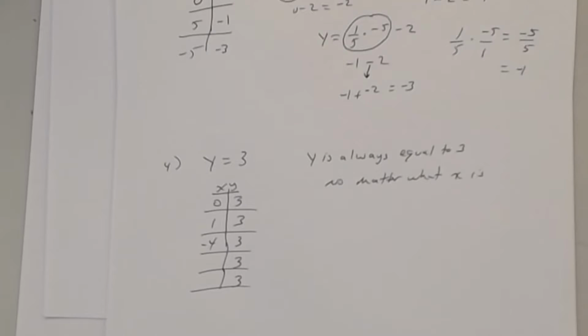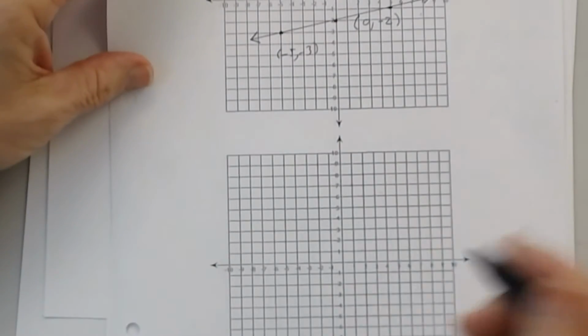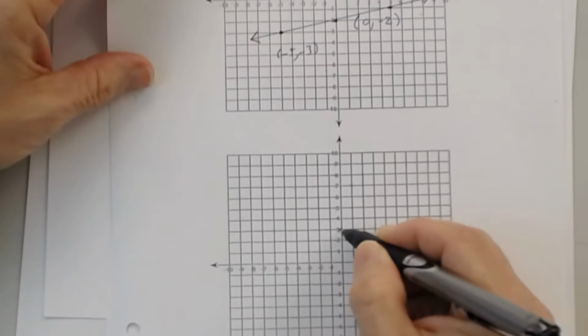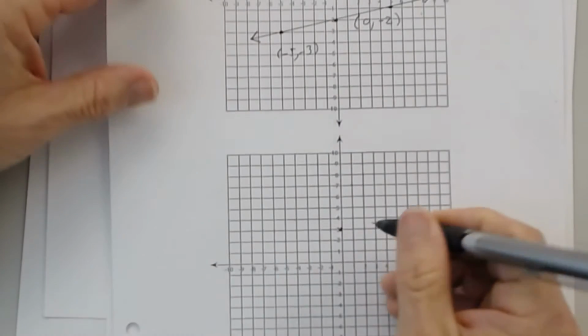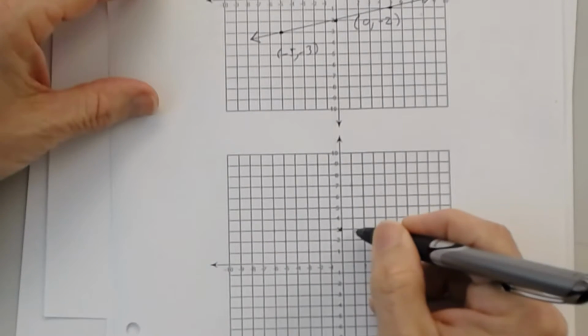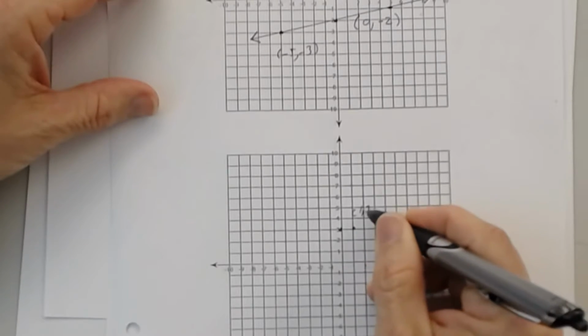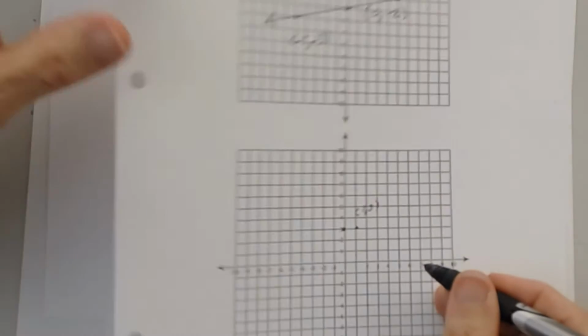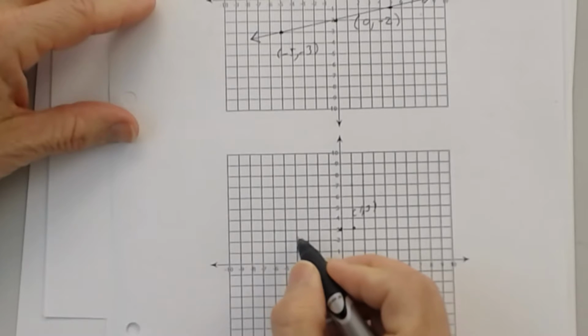And so if I plot those 3 points, 0, 3, 1, 3, negative 4, 3. Okay, so 0, 3 is on the y-axis. 1, 3 is in quadrant 1. Go to the right one, up 3. 1, 3. And then negative 4, 3 is right here.